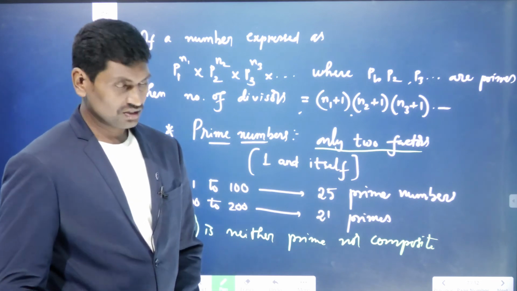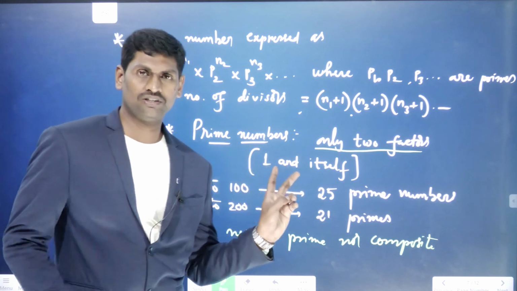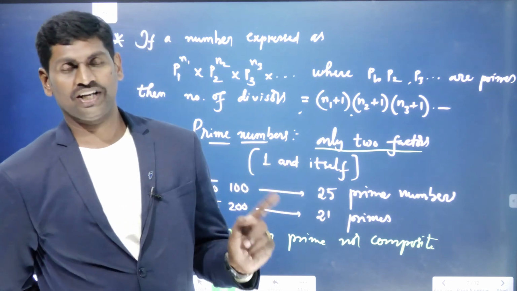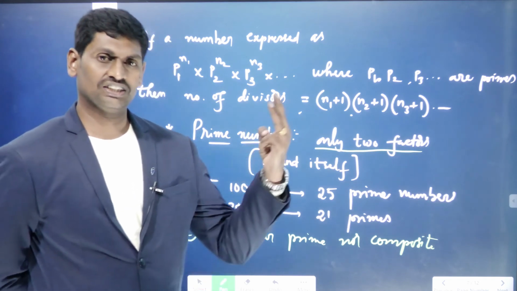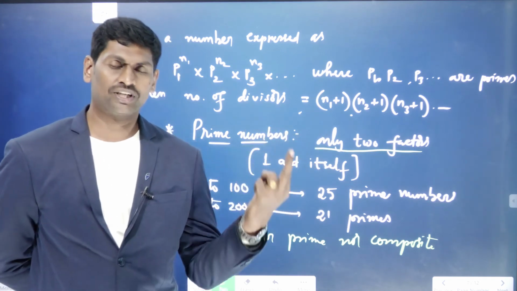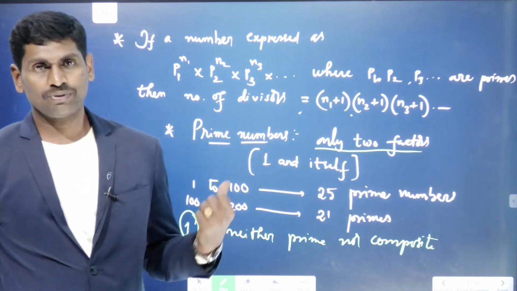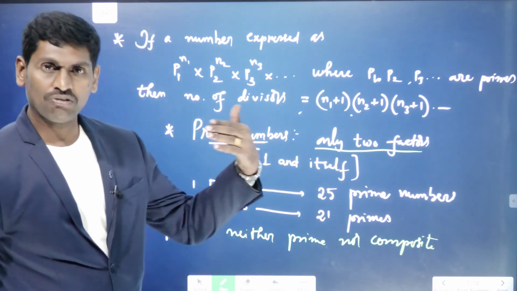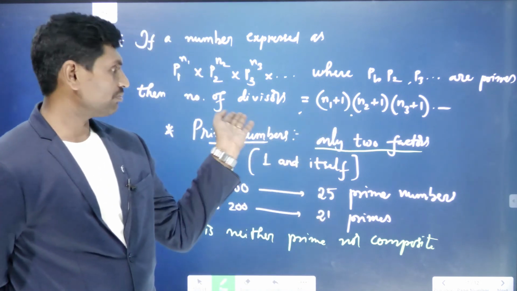Okay children. So what are the points we discussed today? Number system, natural numbers, whole numbers, integers, non-negative integers, non-positive integers, and three properties: additive identity, multiplicative identity, and additive inverse. Then prime numbers, composite numbers, what is a factor, what are multiples, and next the number of factors or number of divisors formula.